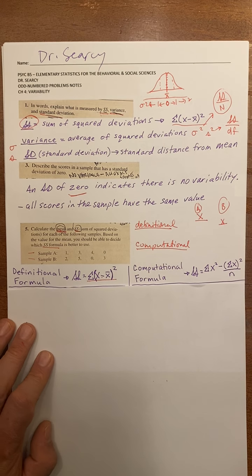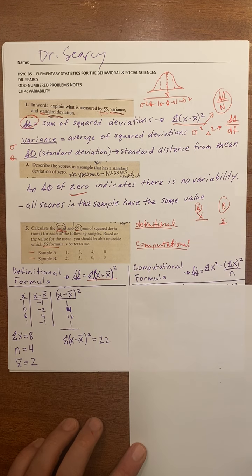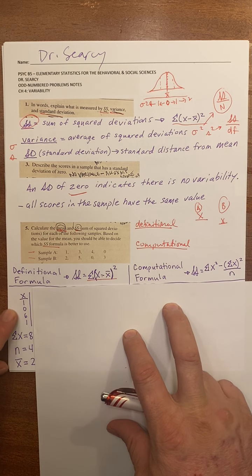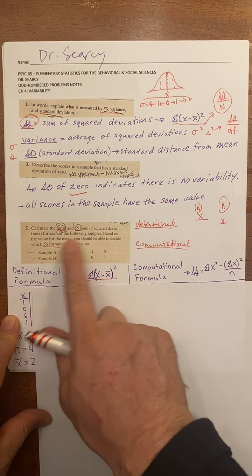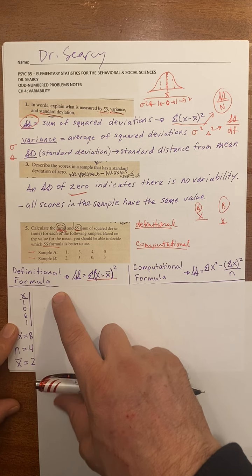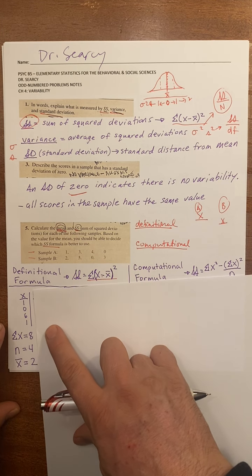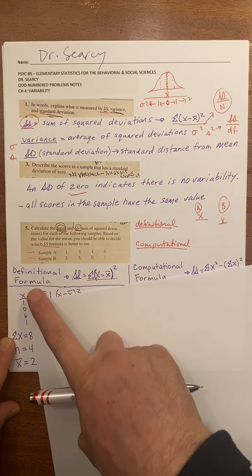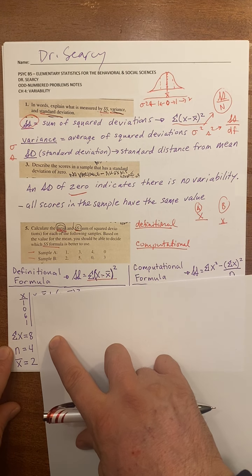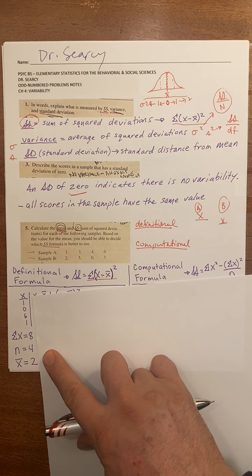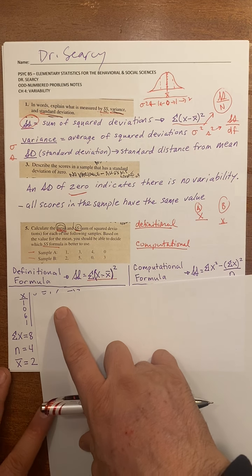So remember, just the way that we did this was with the definitional formula. We first created a table of the data. Notice I'm not using this data here, I'm just using the data from the lecture. But we said that once we created the table, then we were going to create the sum of x, which was 8 in this case. We were going to note how many people were in the sample, and we were also going to calculate the average of the x values.